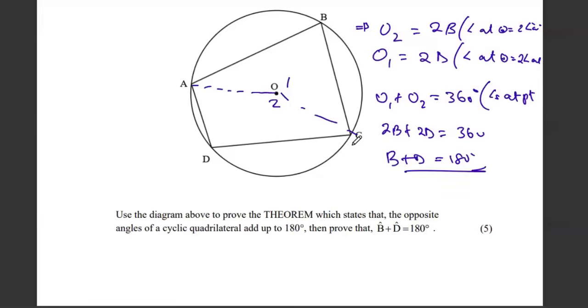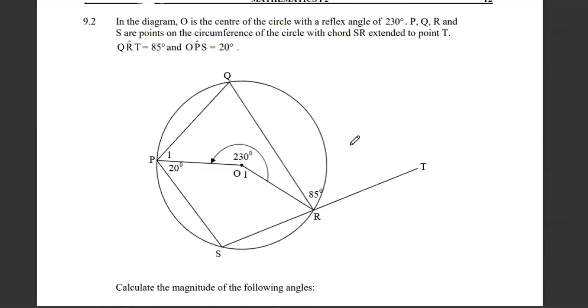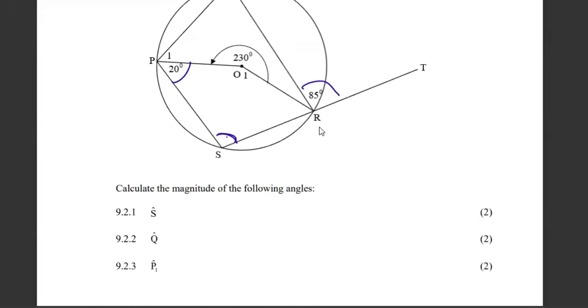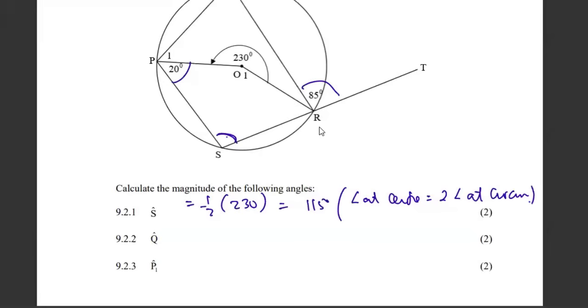Okay. And then 9.2 in the diagram, O is the center. We have a reflex angle, which is 230. And then PQR point, circumference extended, QRT is 85. Okay, OPS is a 20. Okay, then calculate the magnitude of the following angles. They want the size of S. So we know that S is the angle at the circumference, so it needs to be a half of 230. So a half of 230 becomes 115. Reason, angle at the center is twice angle at the circumference.